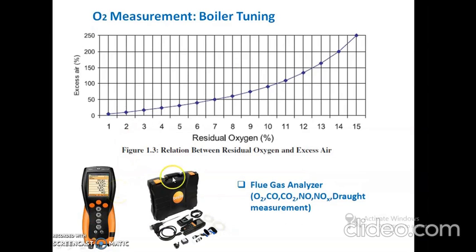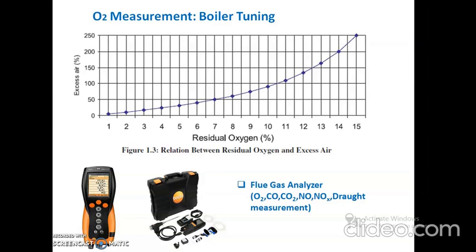Then O2 measurement. This is very important because continuous monitoring of oxygen in the fuel gas will tell you how much excess air you are supplying, and this is good from a boiler tuning point of view. Boiler tuning means you are going to fix the fuel and air supply, particularly the air supply, so that you can have just sufficient oxygen in the furnace, so that complete combustion will take place.